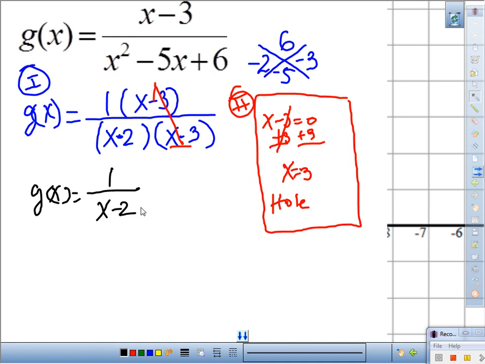What will we call step 3? Simplify or rewrite our new function. Because what was left right here? 1 over x minus 2. So that is step 3. Okay, hold on. Step 4.